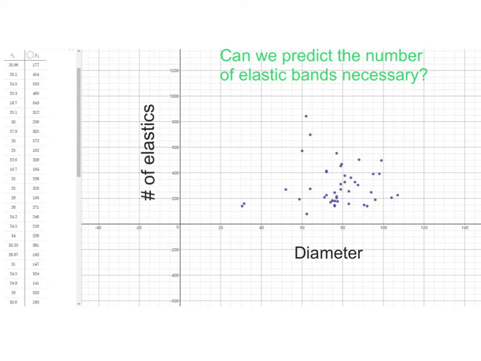Over to the left, I've given you some, not all, of the data that was collected by various schools when they tried this experiment. Unfortunately, we can't do that, but if you want to try it by yourself at home, be my guest. So you've got a number of variables there that are labeled x and y, x representing the diameter and y representing the number of elastics.